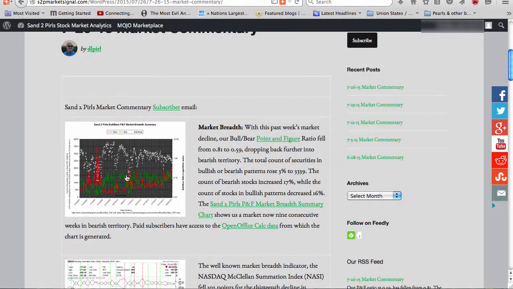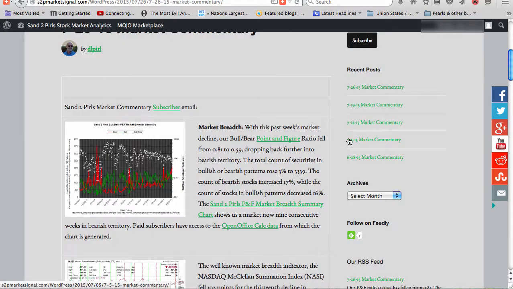Market breadth. With this past week's market decline, our bull-bear point and figure ratio fell from 0.81 to 0.59, dropping back further into bearish territory. The total count of securities in bullish or bearish patterns rose 3% to 3,339. The count of bearish stocks increased 17%, while the count of stocks in bullish patterns decreased 16%.